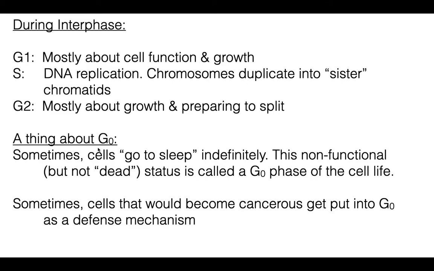Sometimes also, with that gap 0 phase, cells can go to sleep indefinitely. They can become non-functional but not dead. And if they are stuck in that G0 phase of the cell life, that's sometimes called a dormant cell. Sometimes cells that would become cancerous get forced into a dormant G0 phase as a defense mechanism through which your body will fight off cancer by causing those cancerous cells to stop splitting.